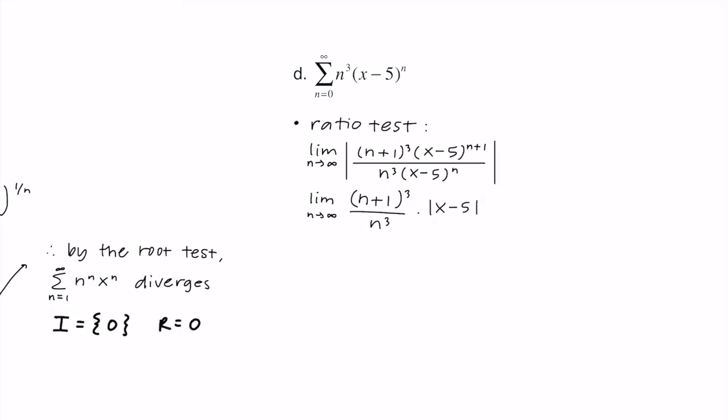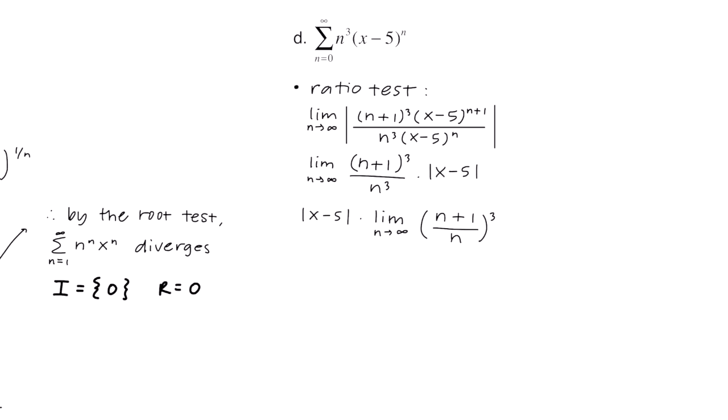Next, I'm going to move this to the front of the limit, and then because both n plus 1 and n have a power of 3, I just rewrote this as n plus 1 over n, all raised to the power of 3. So since we have a composition of functions, I'm going to take the outer function and move it to the outside and take the limit of the inside function.